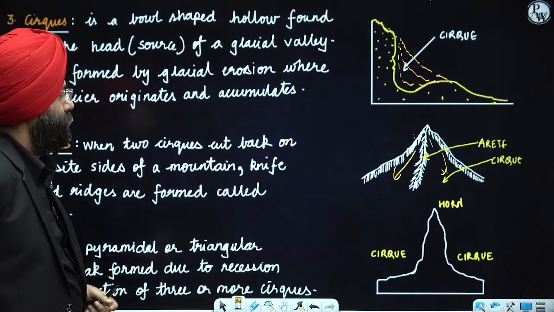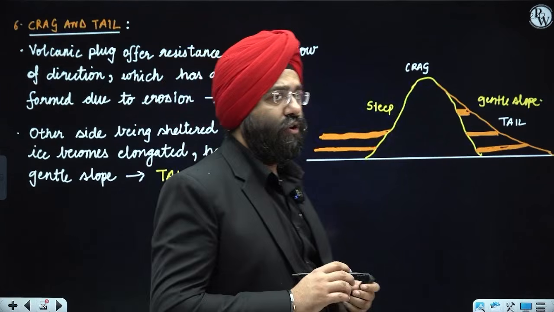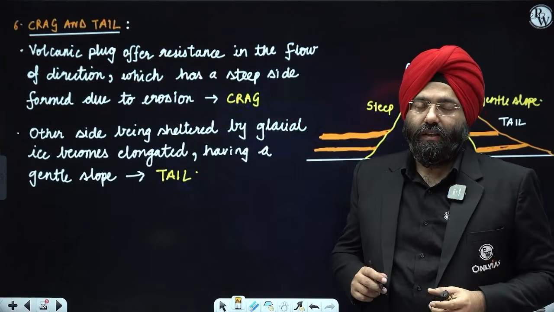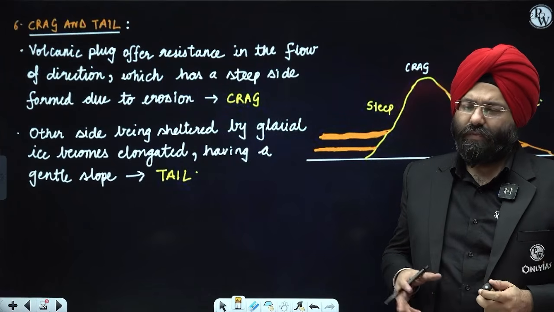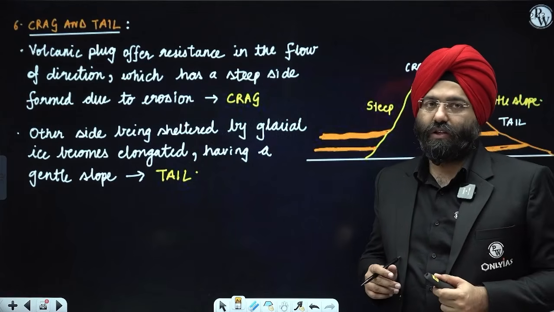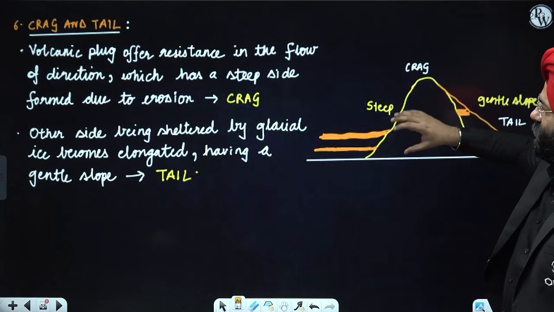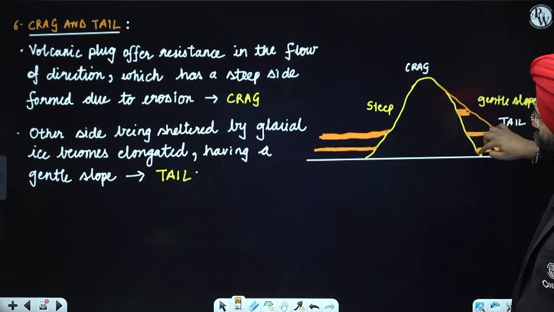Okay, let's move ahead. Crag and tail. Now this is again very important. Some of these features are not present in your NCERT, but they are important. They have been asked in a lot of examinations also. Please imagine that this particular thing is what?